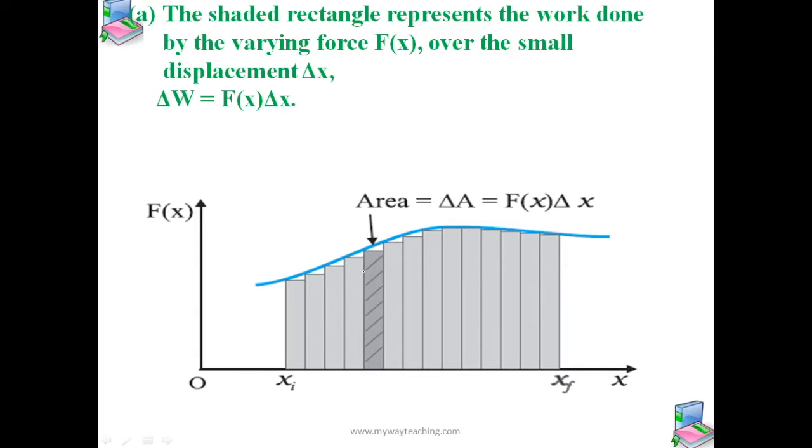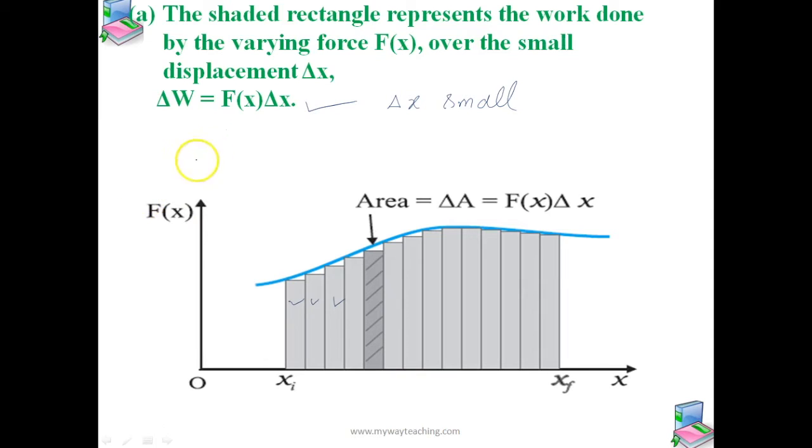See, if the displacement delta x is small, we can take the force f of x as approximately constant, and the work done can then be written as delta W is equal to f of x into delta x, only in case the displacement delta x is very small. Okay, in that particular case we can take delta W is equal to f of x into delta x. So we can see in this particular figure, adding successive rectangular areas of this figure, you can see there are so many rectangular areas, we get the total work done.